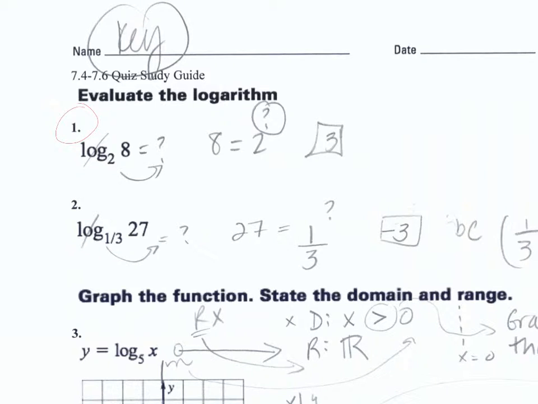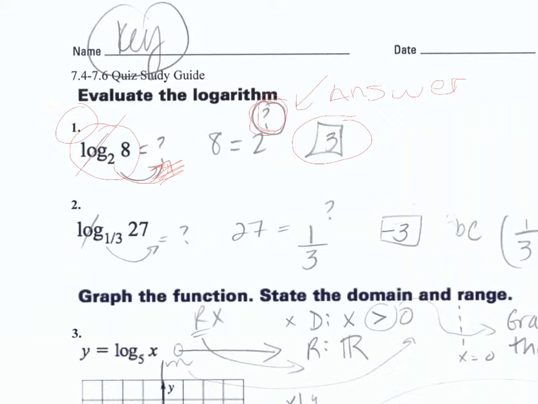So for number 1, when you're evaluating, you're asking yourself, log base 2 of 8 is what? I like to put the question mark in here to say what is the value. So we get rid of the log, we convert to exponential form by bumping the 2 to the other side. So the question mark goes up. The question mark is our answer, right? So 2 to what power is 8? And the answer is 3. So log base 2 of 8 is 3.